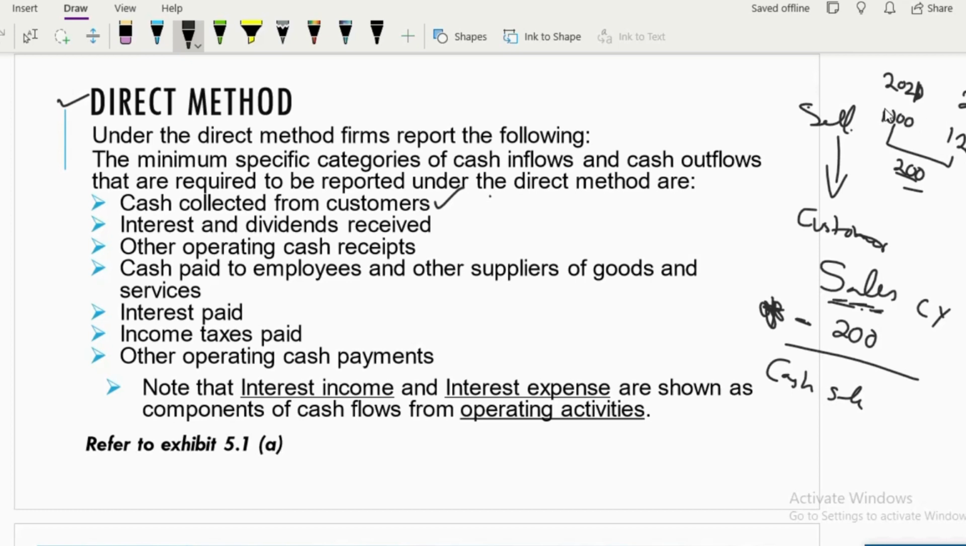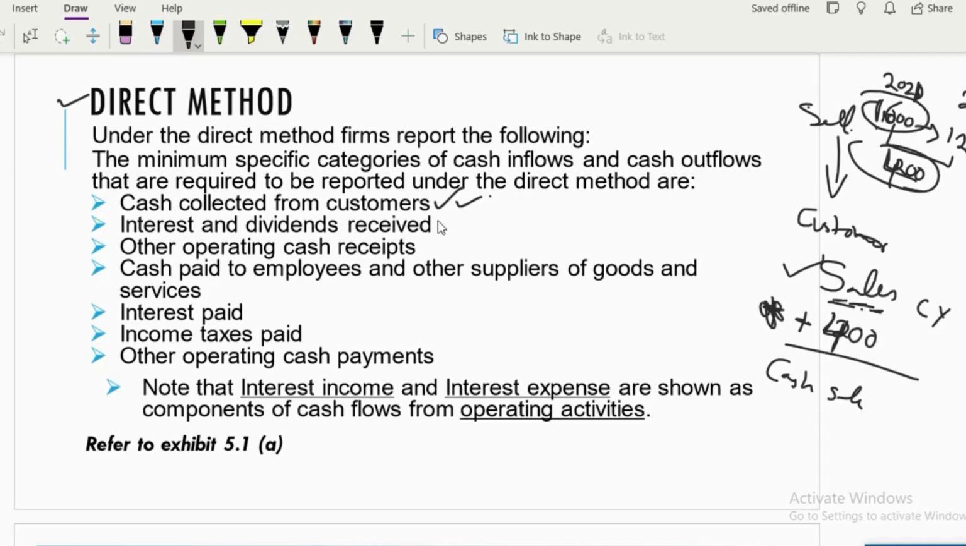Let's suppose it's 1600 last year, my accounts receivable, and this year they decrease to 1200. So how much decrease? That is a 400 decrease. It means that I have not only done current year sales on cash basis, I have also collected some money from the previous year accounts receivable, that is 400. So if your accounts receivable are decreasing, it means that you have collected the money from the previous year accounts receivable, so you will be adding that. So like this we will be calculating the cash collected from customers.